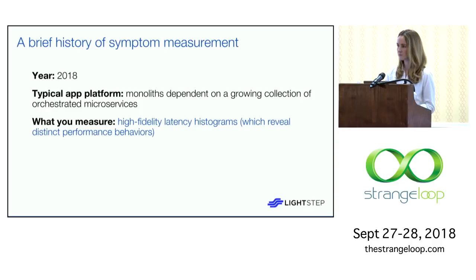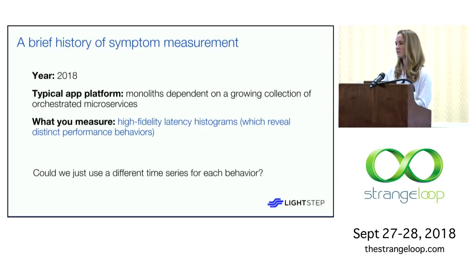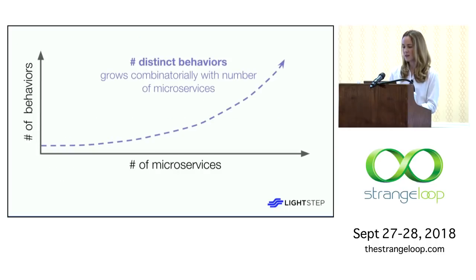performance behaviors. Now, it might be tempting to think, there's a bunch of different behaviors. Can we just use more time series? Like, could we use a bunch of different time series graphs for each of the possible behaviors that could be happening? And the problem is here, if you have this very unscientific graph looking at the number of microservices and the way those combine into a number of behaviors, the number of distinct behaviors grows combinatorially with the number of different microservices that you have.